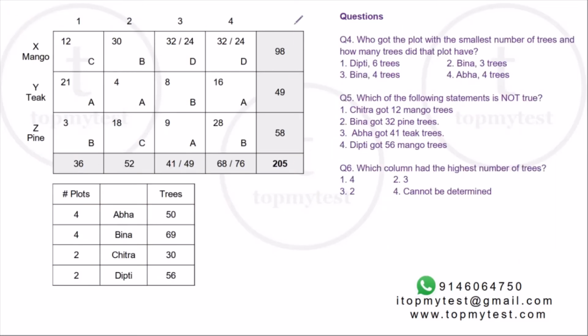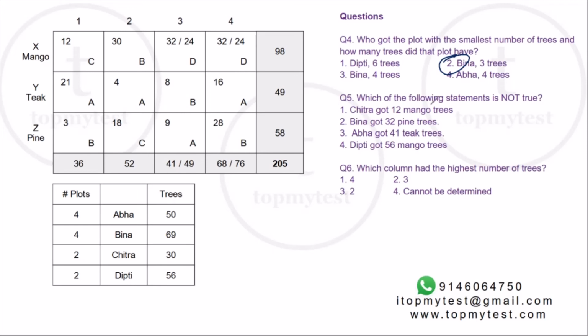Right, written this down neatly. We have done this. Okay. Fourth one, who got the plot with the smallest number of trees, and how many trees did that plot have? Okay, the smallest is Beena with 3 trees, option 2.